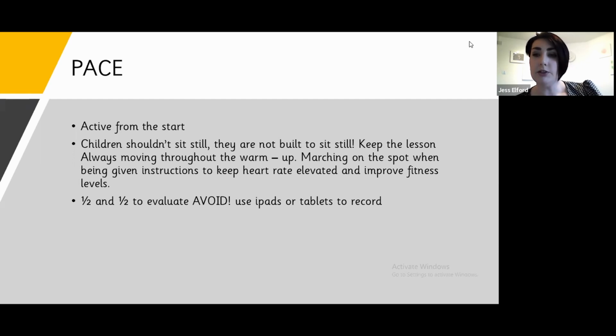Okay. Children should be active from the start. That's your active starter. They should be coming into the hall. They should be doing what they need to do, recapping their learning from the previous lesson in order to then be successful in the next lesson.